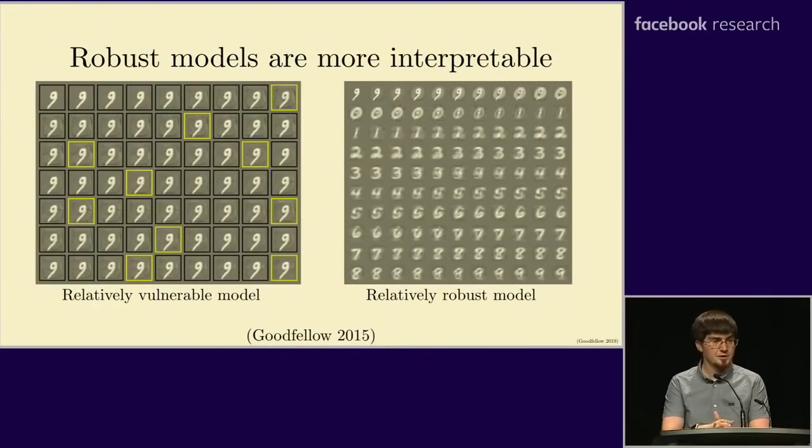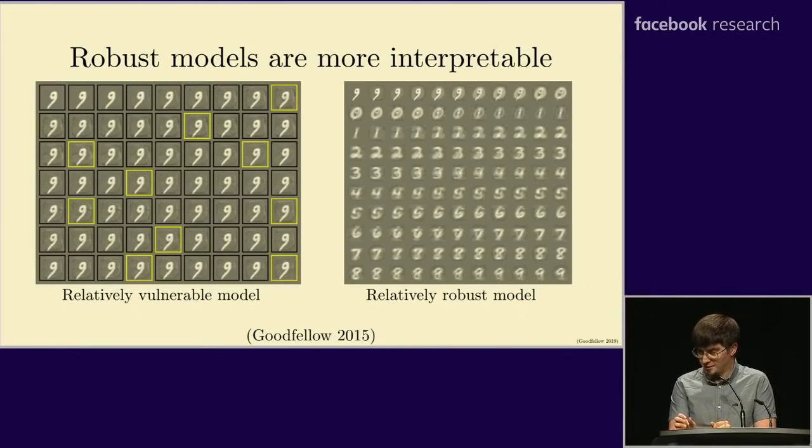I also believe that as we make models more robust, they'll become more interpretable. We've seen that since about 2015 with some of the first work on adversarial examples that we did at Brain. The image on the left is a linear model, which you might think is interpretable because it's linear. It turns out people have really bad intuitions for how linear models behave in high-dimensional space.